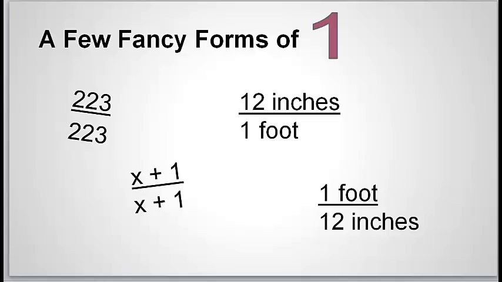We will also need to review a concept that I call fancy forms of 1. Basically, anything divided by itself is equal to 1. Another way to say it is that any two values equal to each other and divided by each other will equal 1. Writing them in the other order is still equal to 1, such as 1 foot over 12 inches. We will use this concept to write a conversion formula.